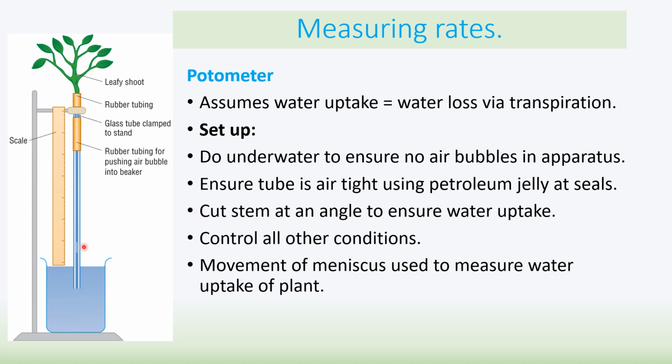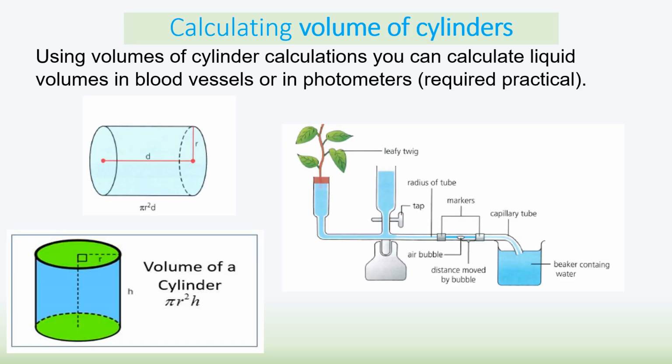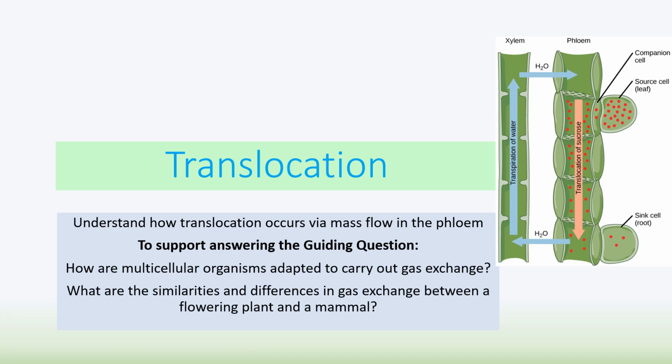And you would then measure the movement of this meniscus up the potometer to work out the volume of water uptaken under different conditions. So you might be given something like this in an exam where you would measure the length, and then you can work out from that length what the actual volume of water is by doing pi r squared times the length that the water moves as a result.